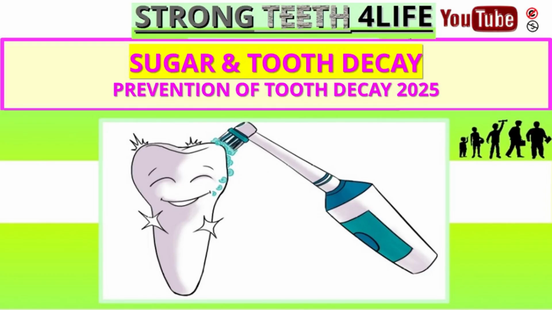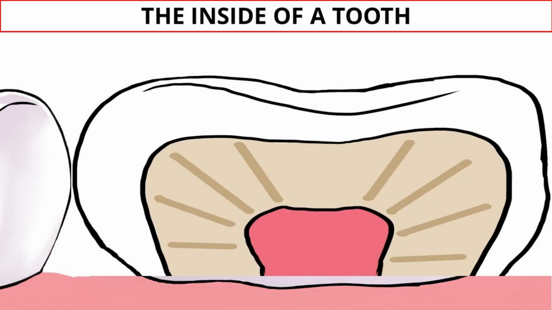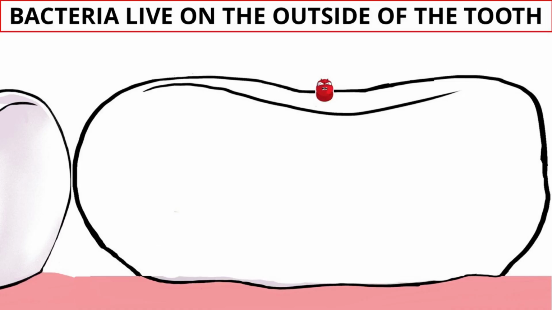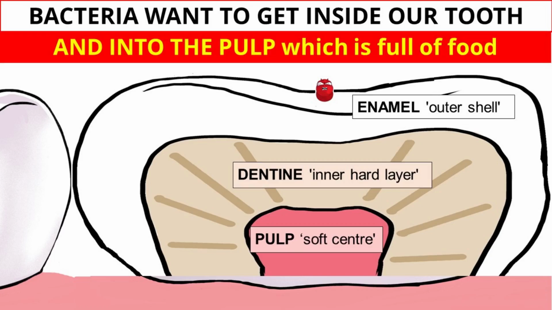Sugar and tooth decay. We have a tooth, and the inside of a tooth is made up of an enamel outer shell, a dentine inner hard layer, and a pulp soft center. Bacteria live on the outside of the tooth, but bacteria want to get inside our tooth, and especially into the pulp, which is full of food.